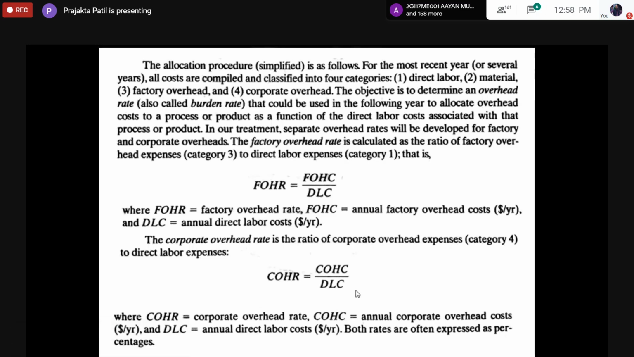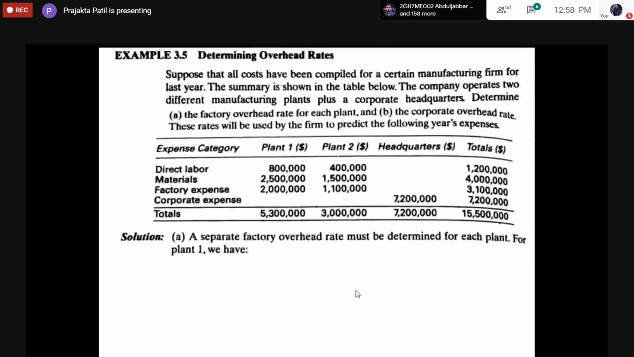First, a separate factory overhead rate must be determined for each plant. So whenever you are determining the factory overhead rate, it has to be done with respect to each plant. Whereas if you consider the corporate overhead rate, it will be for the whole company, irrespective of the number of plants it has.